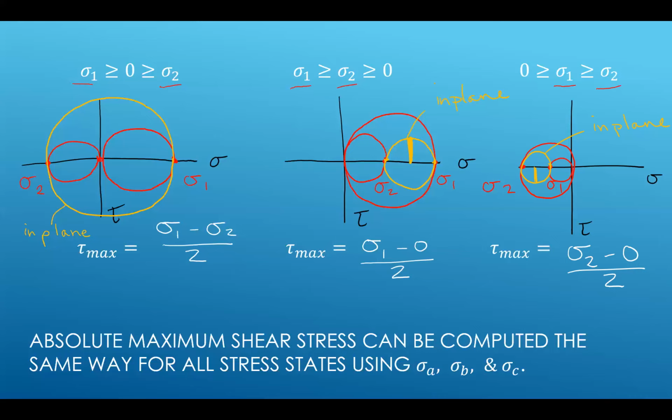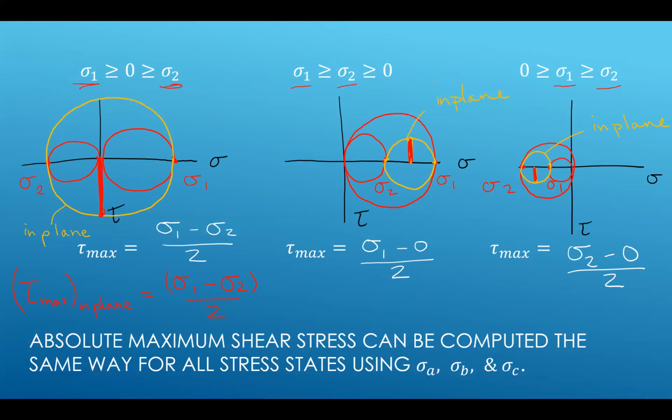So very important takeaway from this slide is that tau max in plane is always given by sigma 1 minus sigma 2 divided by 2. And in this scenario where sigma 1 and sigma 2 are of opposite signs, that will also be your absolute maximum shear stress. But in the other cases, it is simply this radial value here.